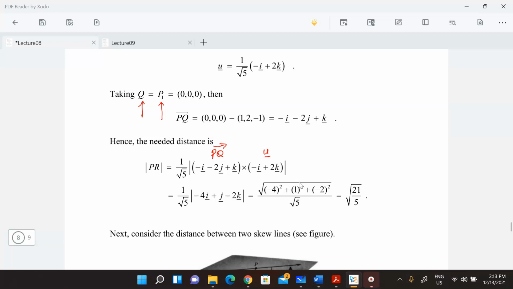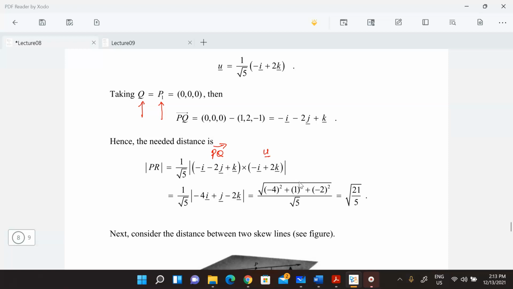So minus i cross minus i gives 0. Minus i cross 2k, what would that give you? That would be k cross i, that would be j. And then minus 2j times minus i, that's j cross i, that gives you minus 2k. Okay, and then finally you have 2j times 2k, which I think should give you 4i, but you have a minus sign there. Okay, so that gives you that vector from the cross product.